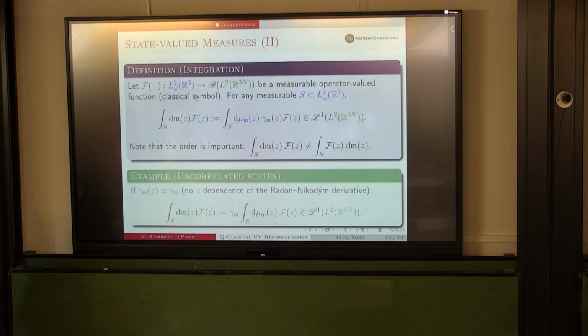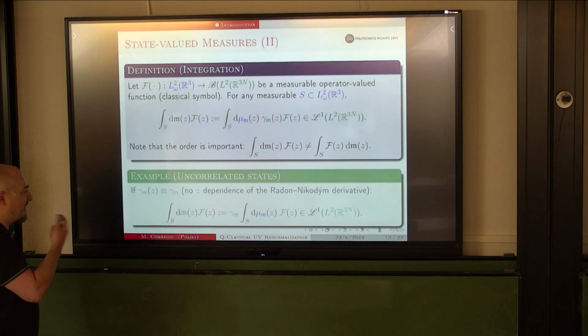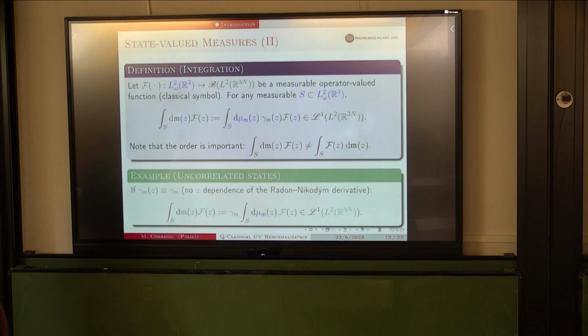So here is, well, the integration is defined in the usual way. The only thing you have to be careful about is that the order matters; it is quite important. If you define the integral in this form with the Radon-Nikodym derivative, you cannot put the measure on the right of the integrating function, right? It's not a matter of convention. It's really something which gives you a different result.